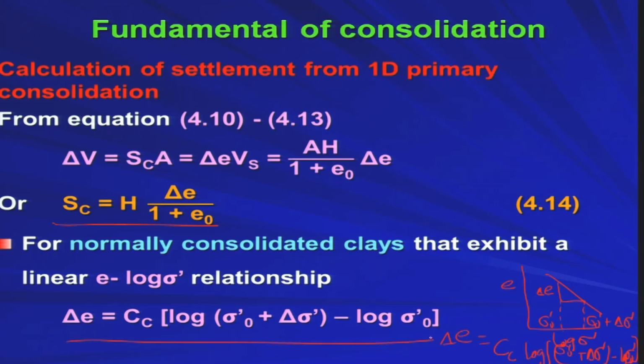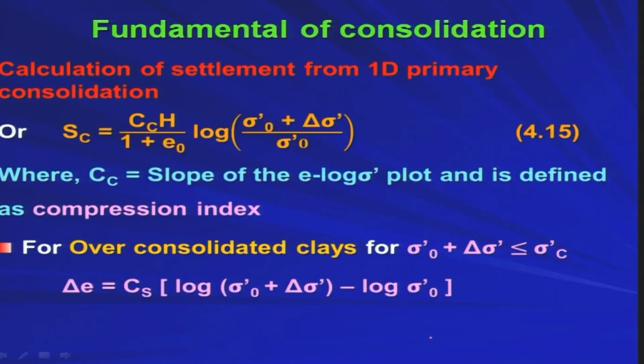Now, what is C C? C C is a constant, which is the slope of the e log sigma prime plot and is defined as the compression index. Please remember these terms, because we will frequently use them later when we talk about different issues related to consolidation. So the compression index is the slope of the e log sigma prime plot under normally consolidated soil condition.